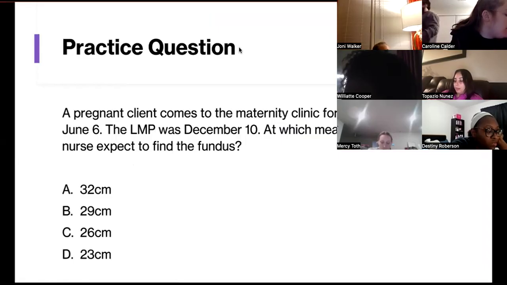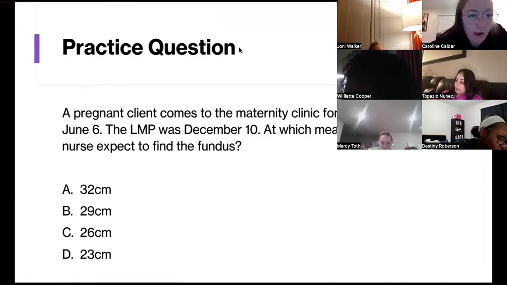A pregnant client comes to the maternity clinic for a prenatal visit on June 6th. The LMP was December 10th. At which measurement does the nurse expect to find the fundus? So how many months is she? 6. Yep.